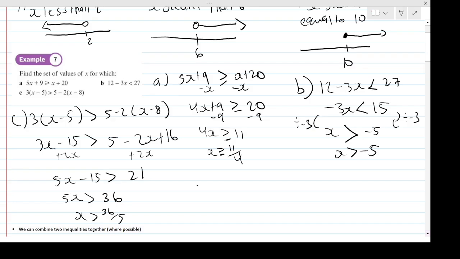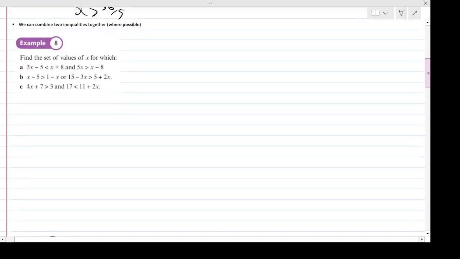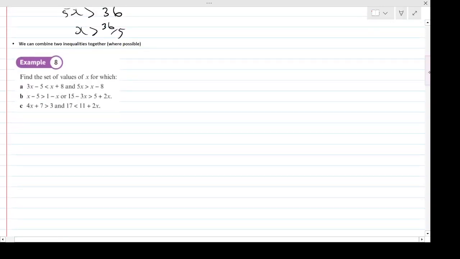Okay, cool. Okay, we can extend this to actually solve multiple inequalities. So we can combine two inequalities together if we can. So let's have a look at what that means. So here you recognise we need to solve two different inequalities in the question. So part A, firstly, we need to solve 3x minus 5 is less than x plus 8, and 5x is greater than x minus 8. When you have multiple inequalities, you solve them one by one, right? And then we go from there.